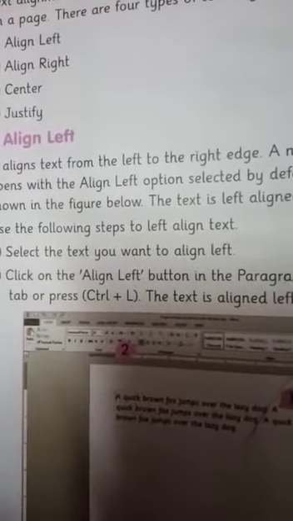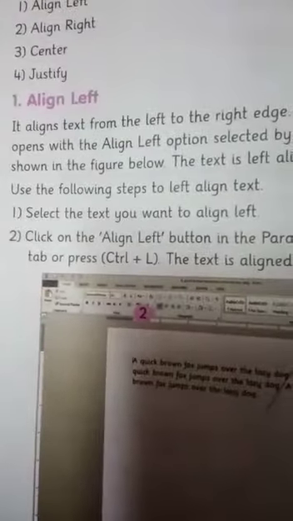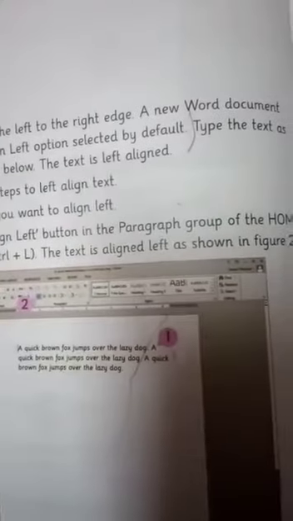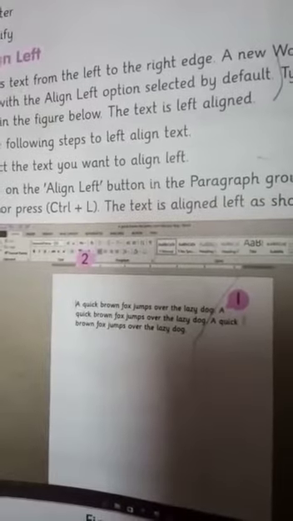Click on the align left button in the paragraph group of the Home tab. Look at the picture. You will see the icon available on the Home tab to align your text left. Now, there is an easy method. You have to press Ctrl+L. The selected text will be aligned. As shown in the figure, the text is left aligned.